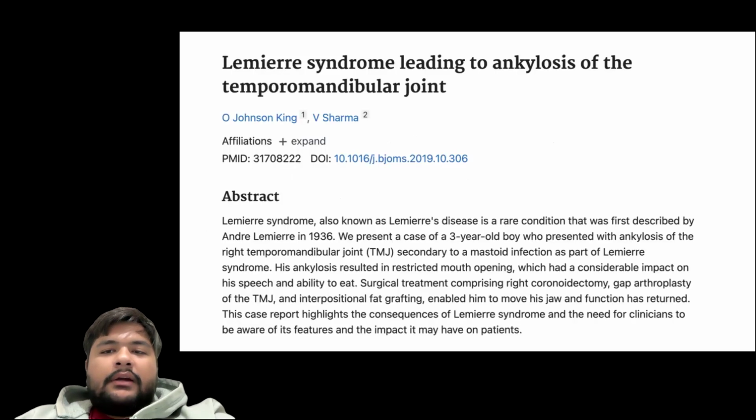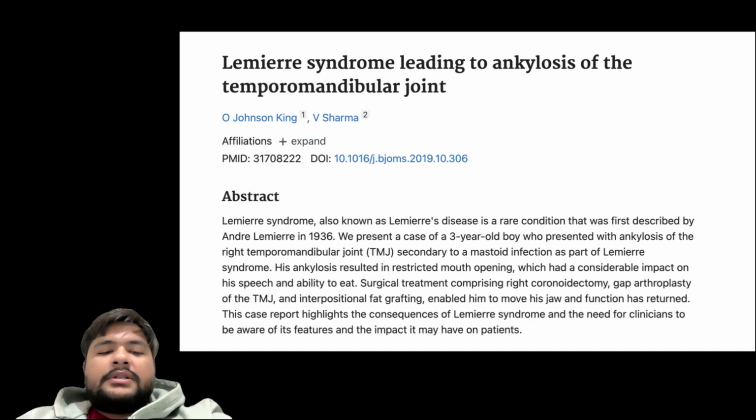Then I have added some articles for comparison. So, Lemierre syndrome leading to ankylosis of the temporomandibular joint. The abstract was as follows: Lemierre syndrome, also known as Lemierre's disease, is a rare condition that was first described by Andre Lemierre in 1936. They presented a case of a 3-year-old boy with ankylosis of the right TMJ secondary to mastoid infection as part of the Lemierre syndrome.